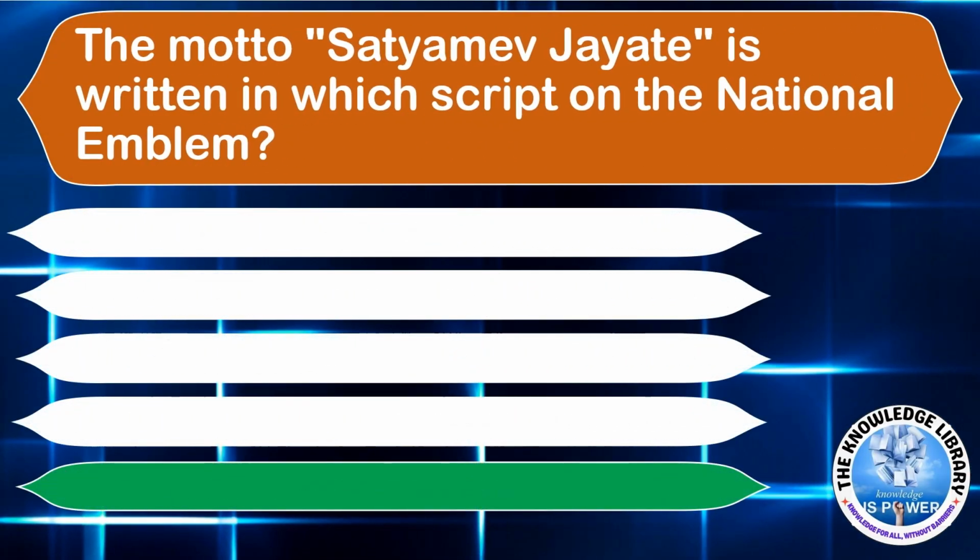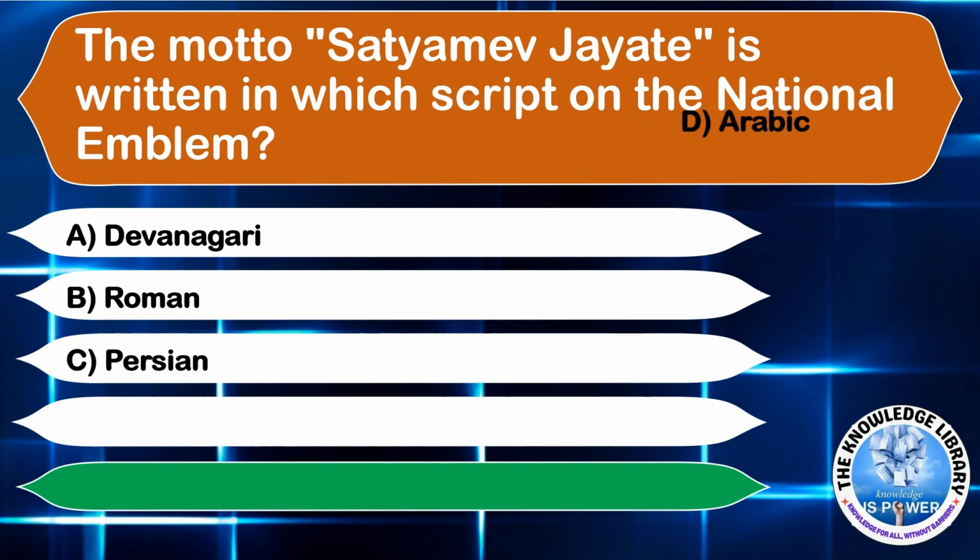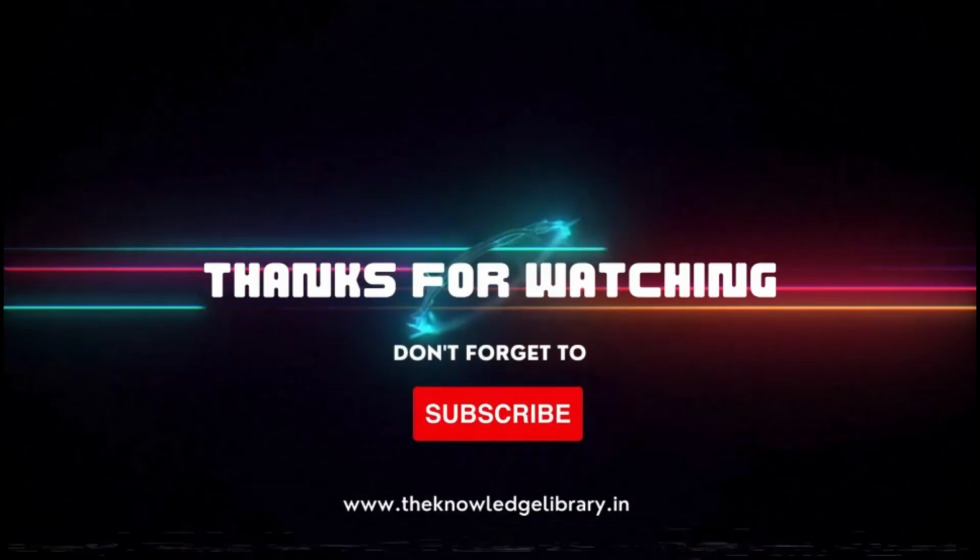The motto Satyamev Jayate is written in which script on the national emblem? Option A, Devanagari. Option B, Roman. Option C, Persian. Option D, Arabic. The correct answer is option A, Devanagari.